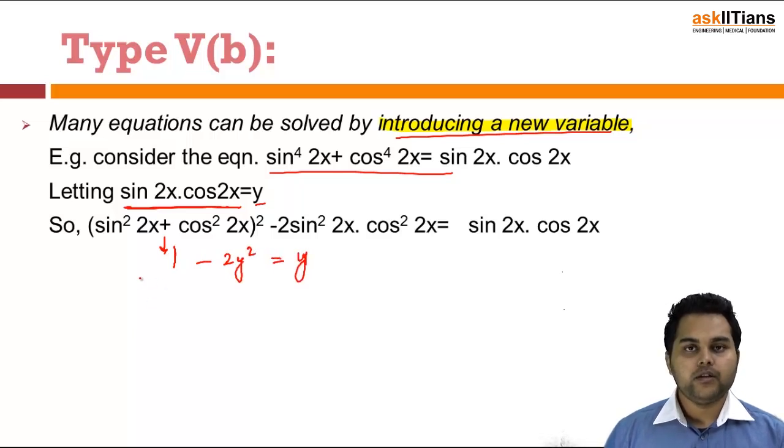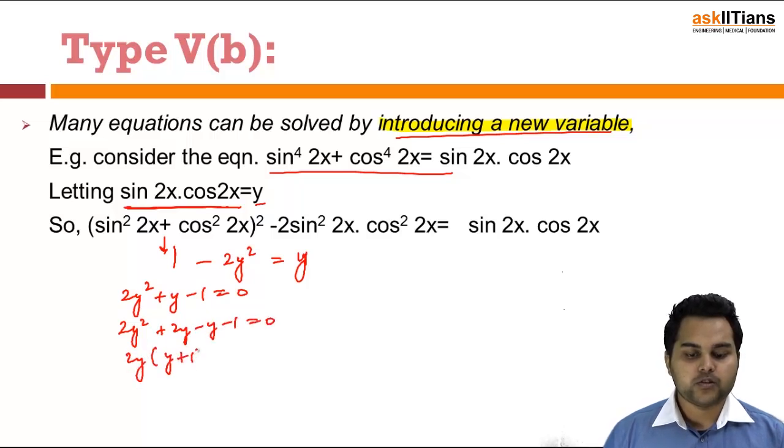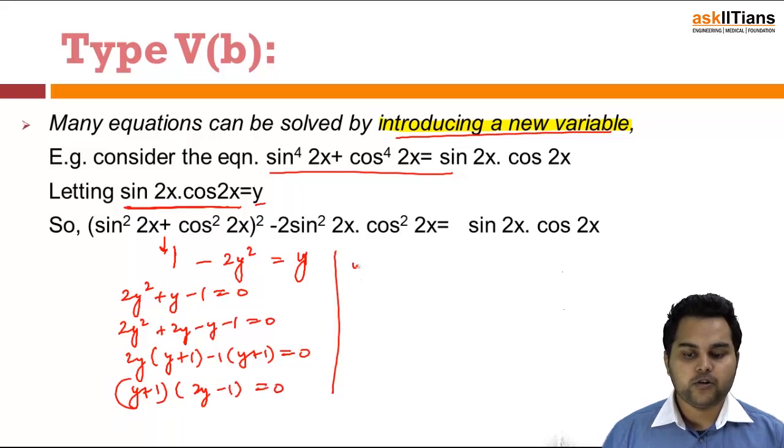So that will give me a simple quadratic equation of the form 2y square plus y minus 1 is equal to 0. I will solve it and get the value of y, and hence proceed to get the value of sin x or cos x. That is 2y square plus 2y minus y minus 1 is equal to 0. 2y taken common gives me y plus 1, minus 1 taken common gives me y plus 1 being equal to 0. Y plus 1 taken common gives me 2y minus 1. Now one of the two factors would be 0, so y would have a value of either minus 1 or 1 by 2.